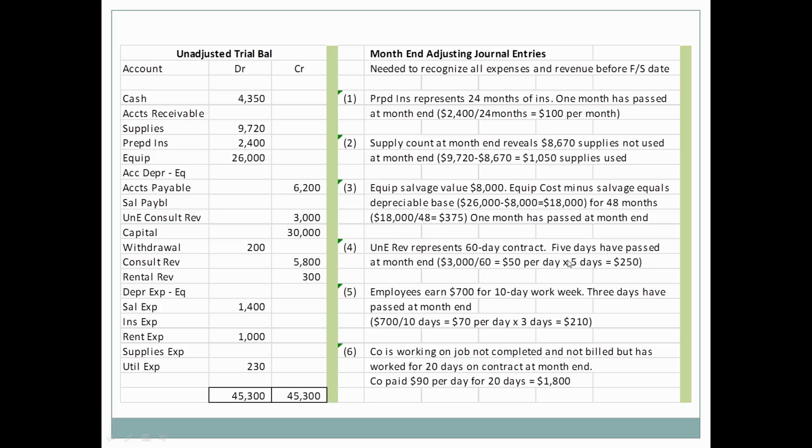So we will recognize consulting revenue in relationship to the unearned revenue. We'll decrease this liability and increase the revenue. And we'll look at the journal entries. I'm just explaining them right now.